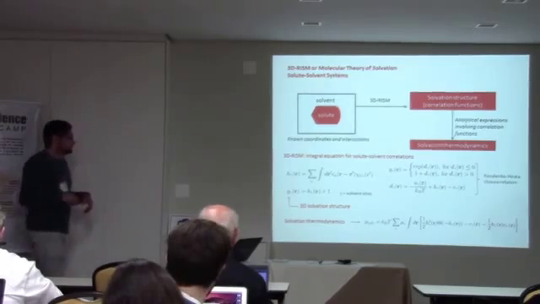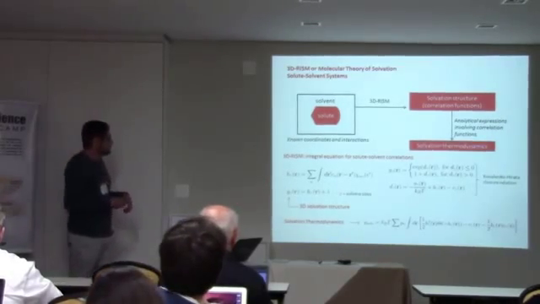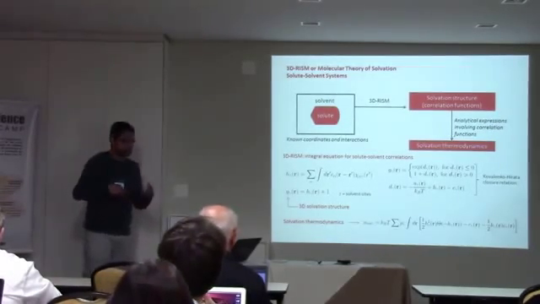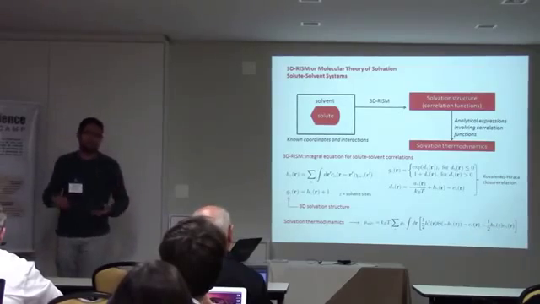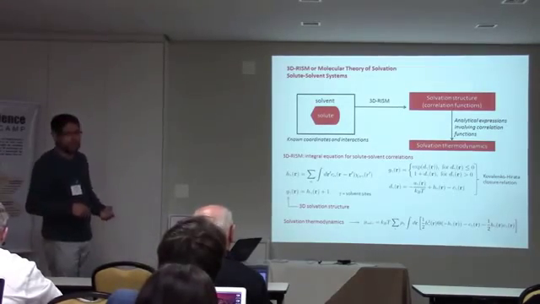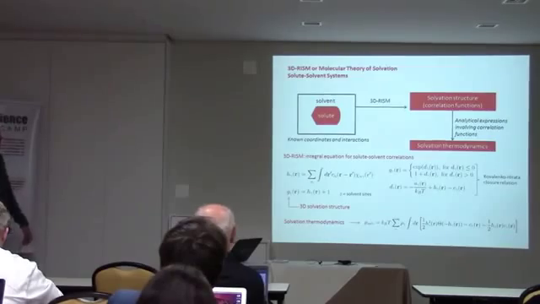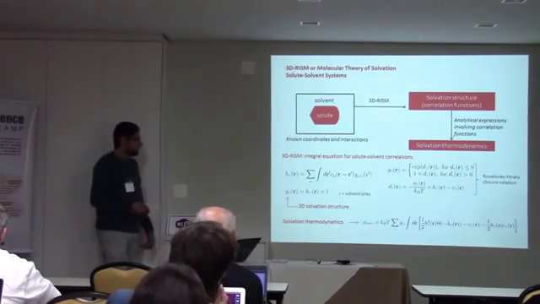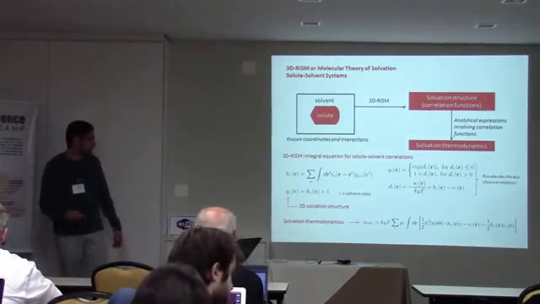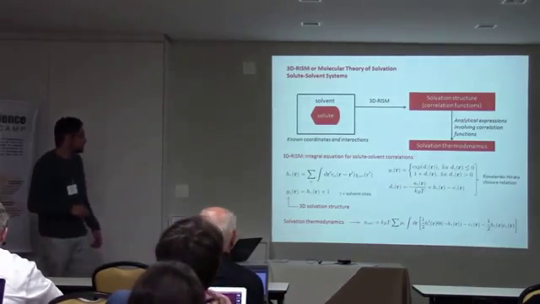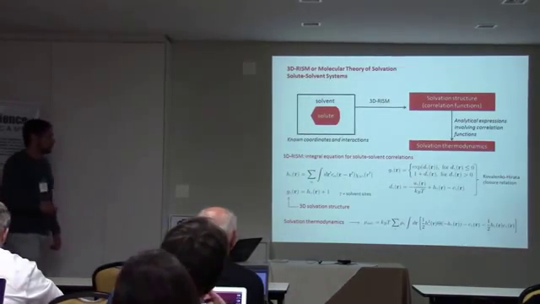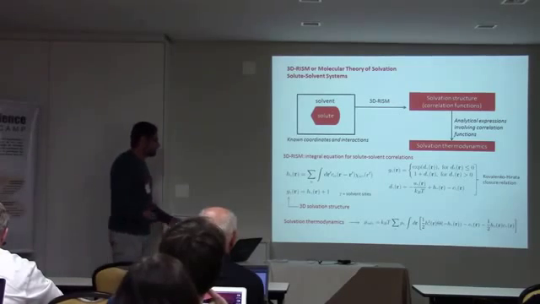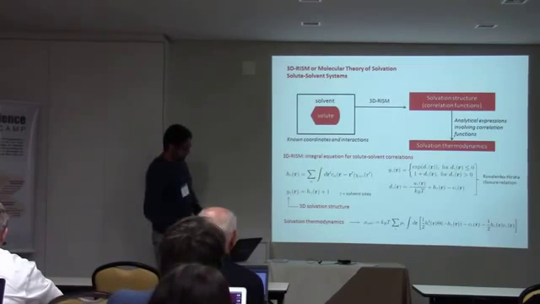I'm not going into detail, but once we know the correlation functions, the distribution functions, there are a lot of analytical expressions that can be used to compute the solvation thermodynamics. For example, here we have the chemical potential, or solvation free energy, as a function of the correlation function. It's an integral over all the space.